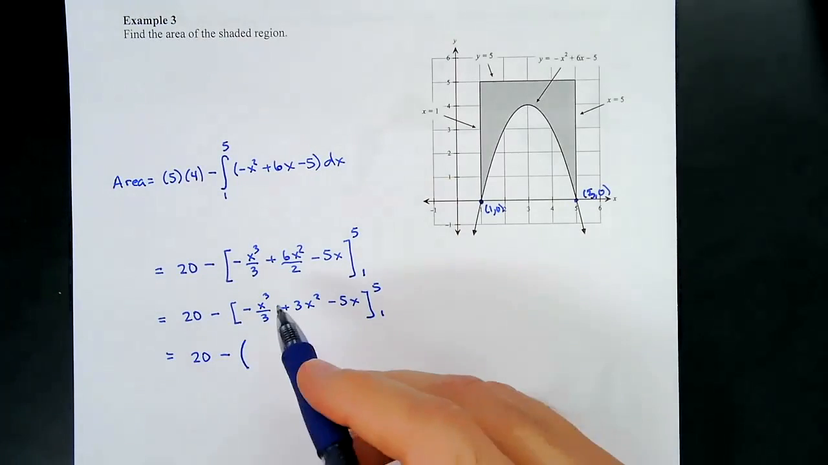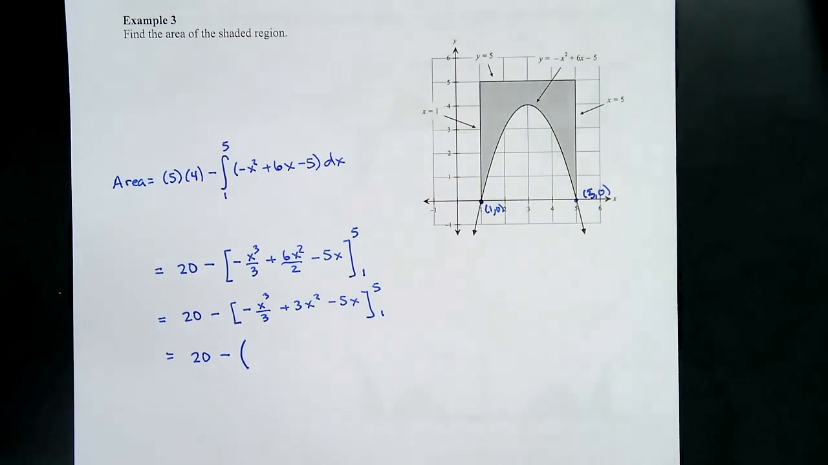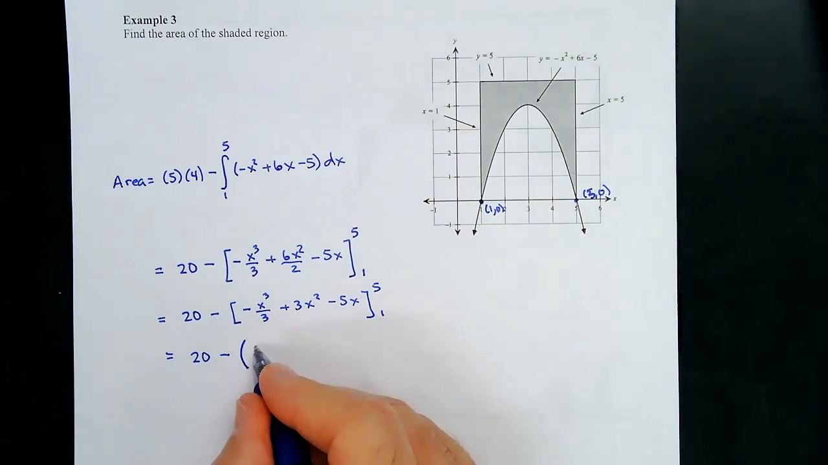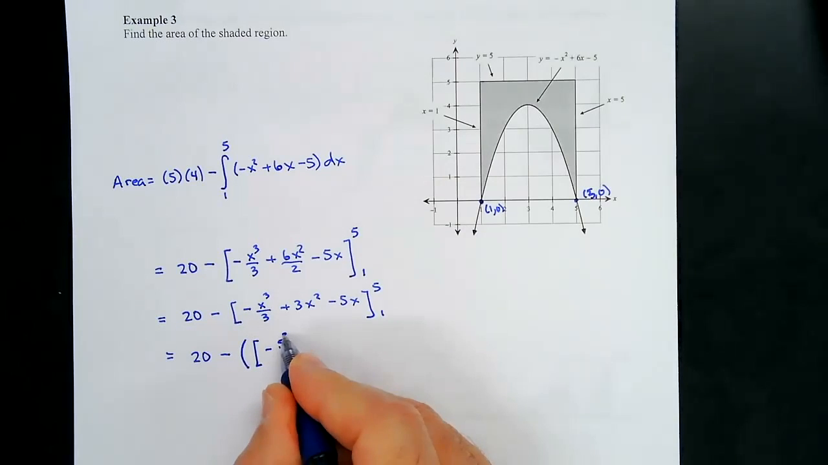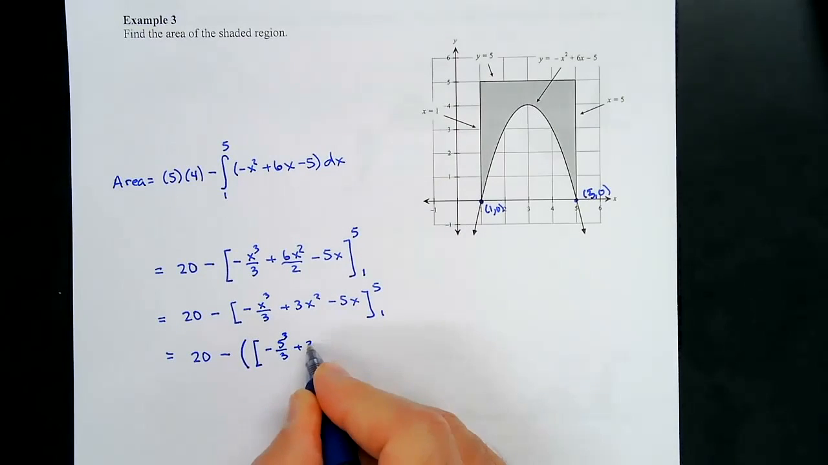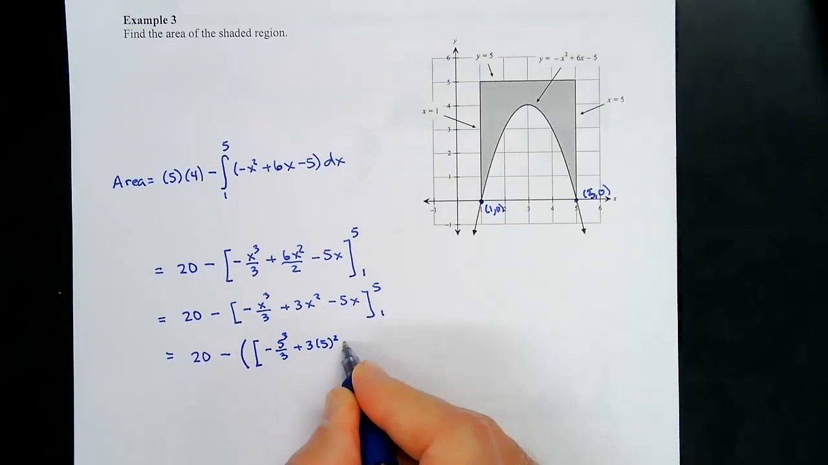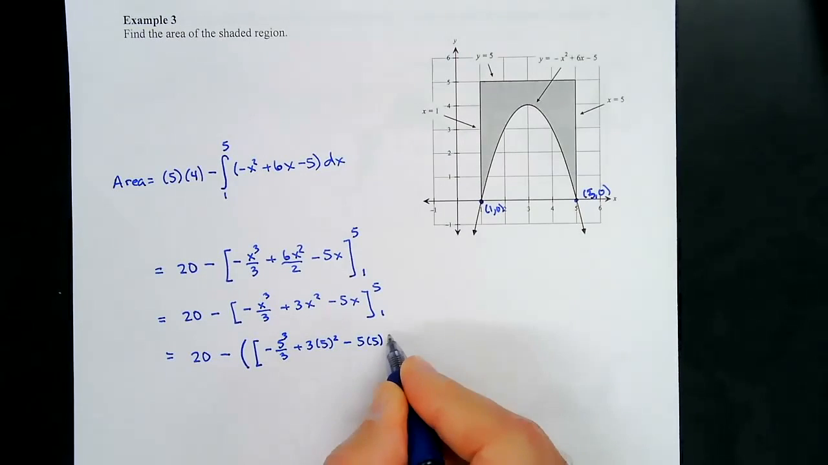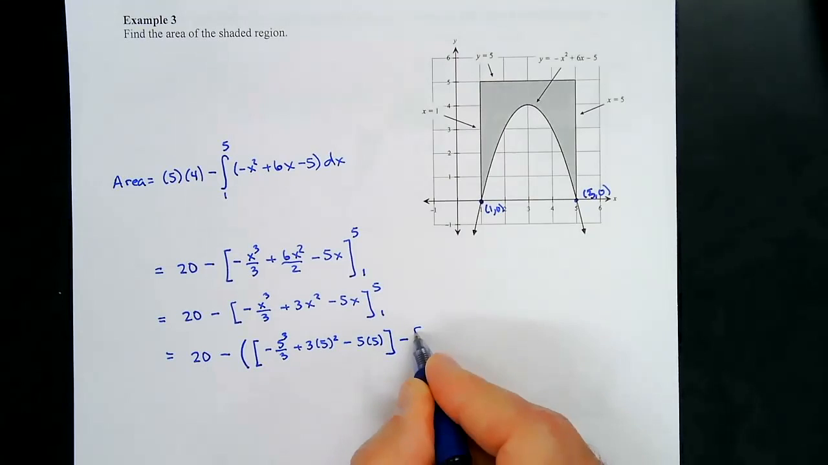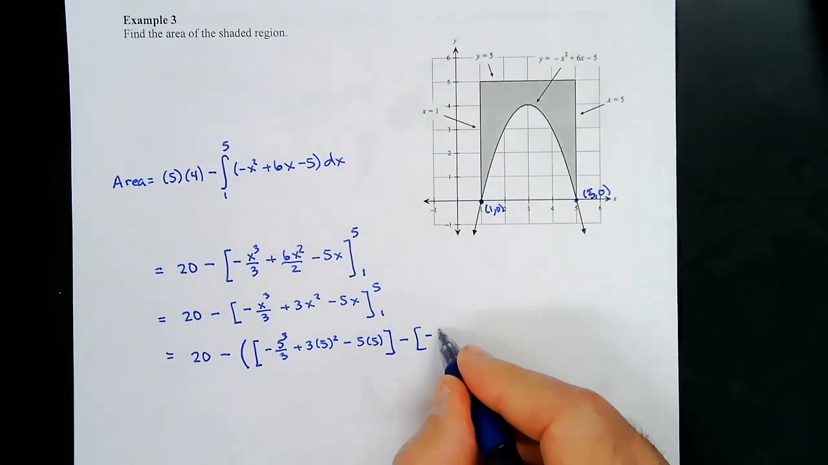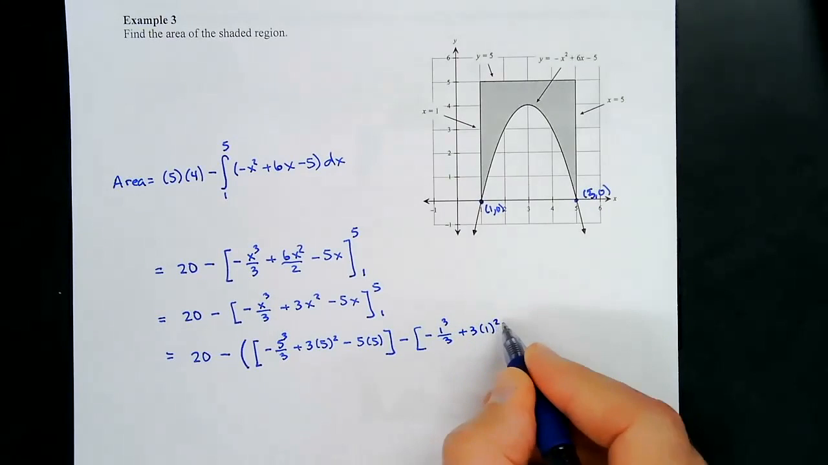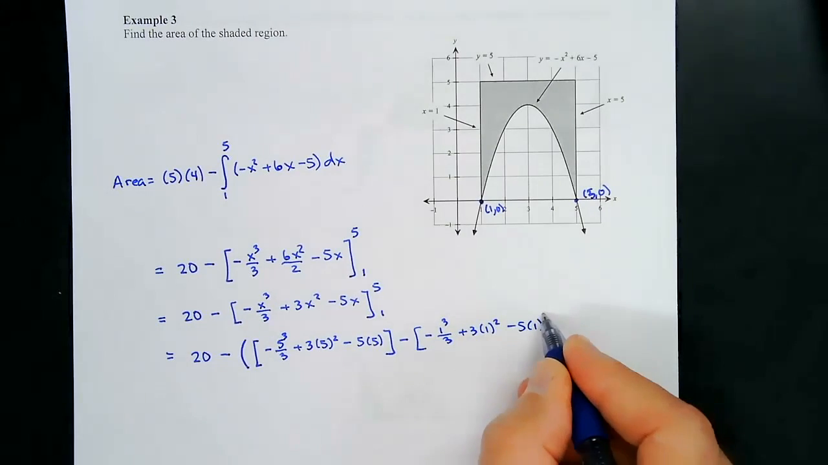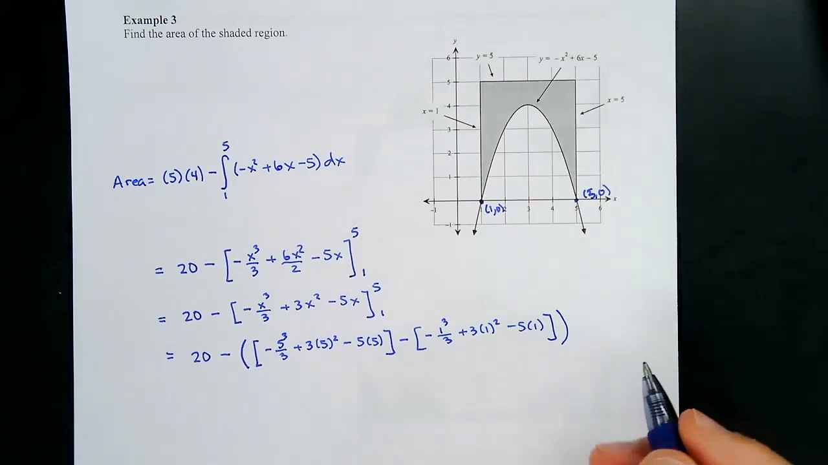We got to subtract the evaluation of the antiderivative at 5 minus the antiderivative at 1, and we got to subtract all of that. So that's why I'm going to use parentheses here, and then bracket, and it's going to be negative 5 cubed over 3 plus 3 times 5 squared minus 5 times 5, close my bracket, minus open a bracket to put 1 in. So this would be negative 1 cubed over 3 plus 3 times 1 squared minus 5 times 1. Close the bracket, close the parenthesis.